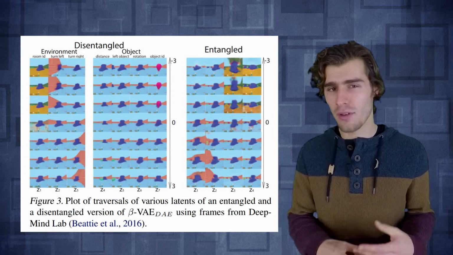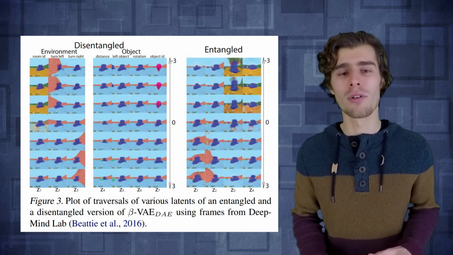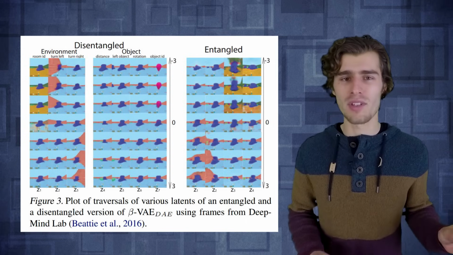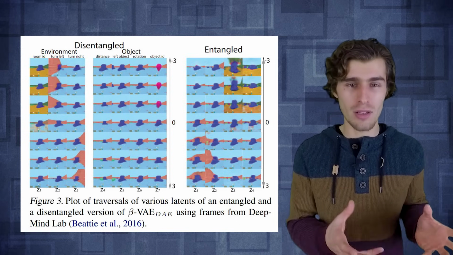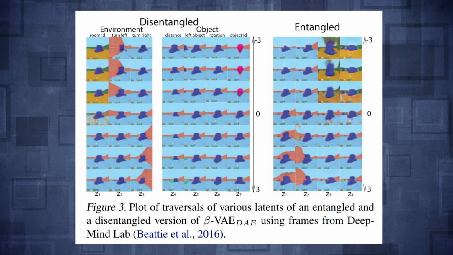And so it turns out that if you use a disentangled variational autoencoder, then changing the latent variables actually corresponds to some very interpretable things. So here you can see that changing the first latent variable actually changes the color of the floor, but nothing else. And then there are other latent variables that correspond to turning to the left or turning to the right. And there are even some that change the rotation and the identity of specific objects that the agent is looking at.